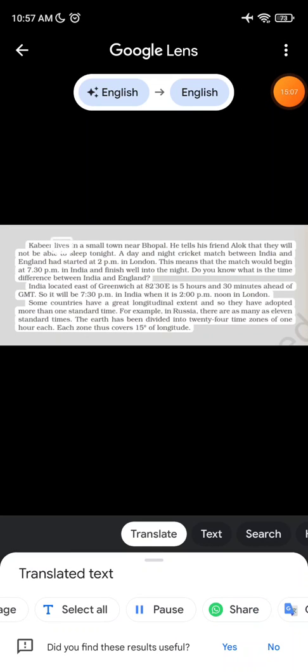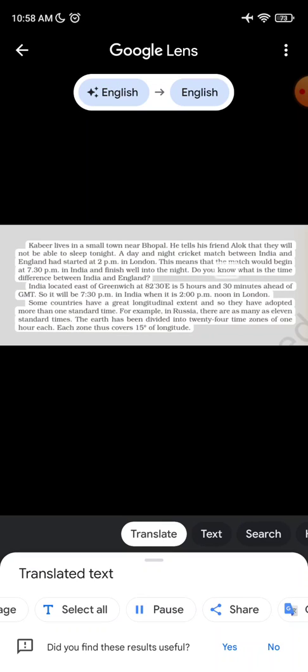Kabir lives in a small town near Bhopal. He tells his friend Alok that they will not be able to sleep tonight. A day and night cricket match between India and England had started at 2 p.m. in London. This means that the match would begin at 7:30 p.m. in India and finish well into the night.